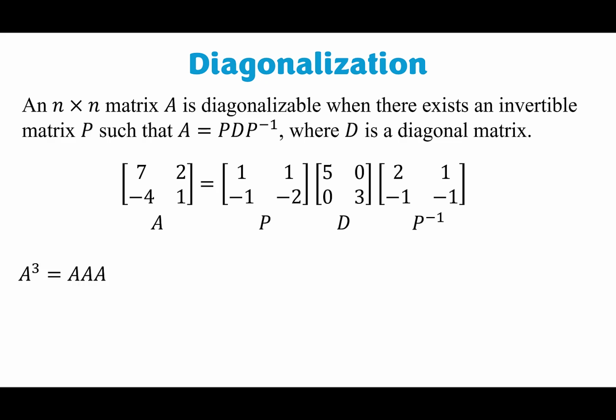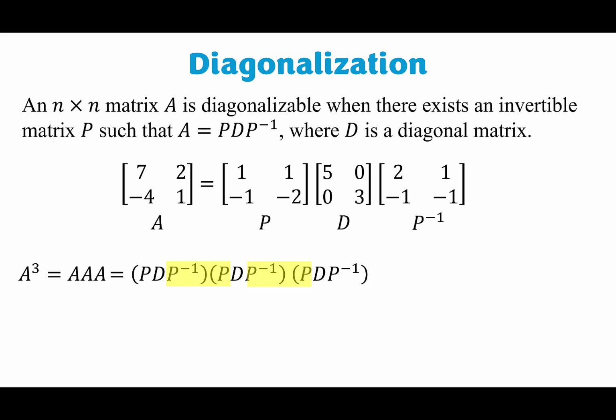Well, since A can be written as PDP inverse, we'll rewrite A times A times A as PDP inverse times PDP inverse times PDP inverse. Well, that looks pretty messy, but notice there's two spots in here that simplify very nicely. Maybe stop the video and try to see how this could simplify. But where that happens is P inverse times P, right? That happens twice in here.